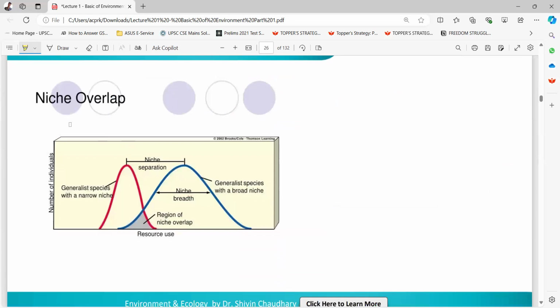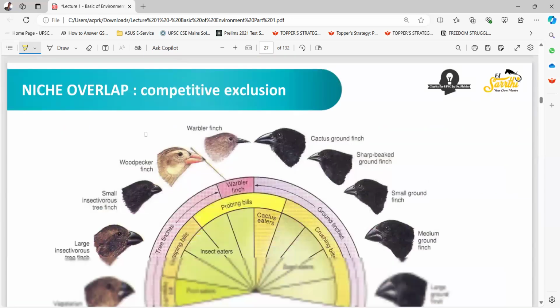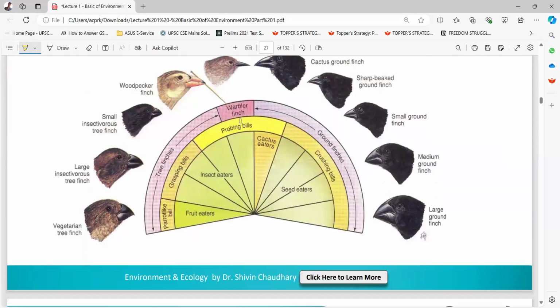Niche overlap: number of individuals and resource use. Generalist species with a narrow niche. Region of niche overlap. Niche breadth. Generalist species with a broad niche. Niche separation. Okay, niche overlap. Competitive exclusion.